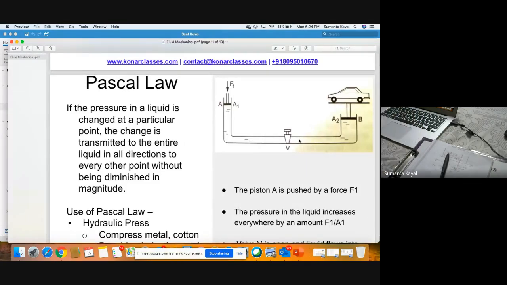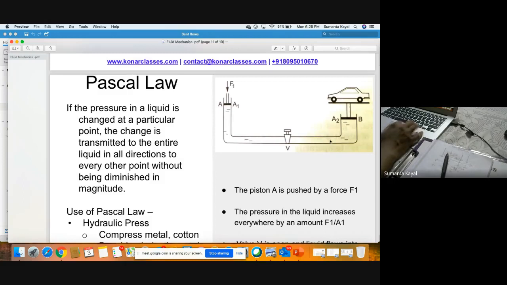Pascal said it a few hundred years back, but that law holds good in today's age also, because it is proven, and that is the proof I am trying to explain. Here, F1 by A1 pressure is transmitted through this liquid without losing its value, so it will always be F1 by A1 at all places. At point B also it will be F1 by A1 for sure, because that is Pascal's law.